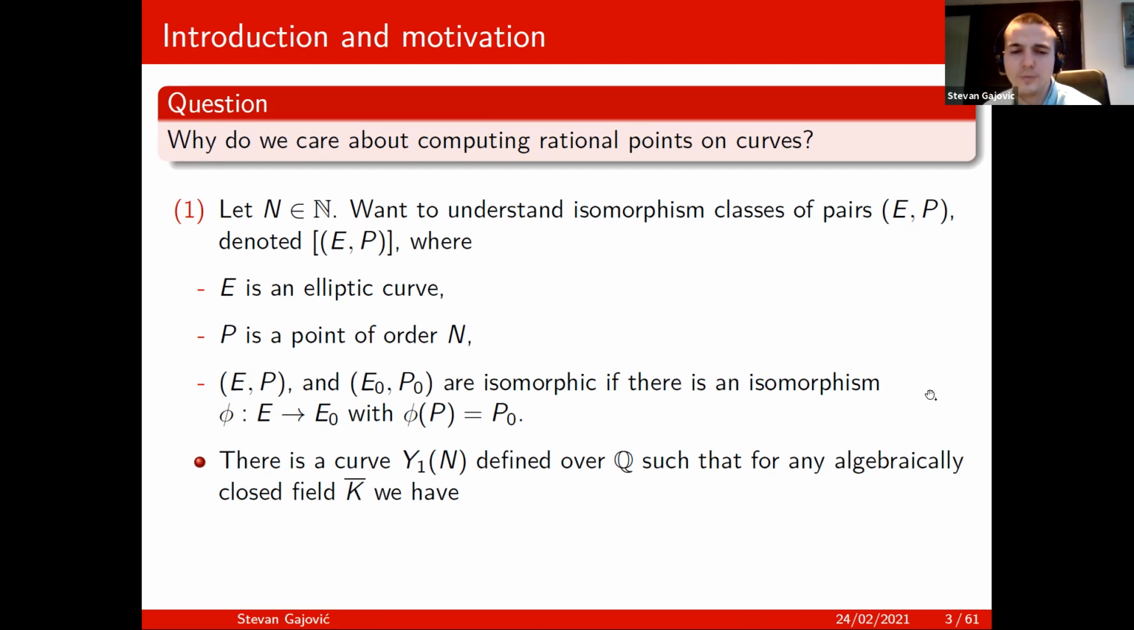Then if we use the standard representation of tori from topology, points of order n form the lattice inside of a square of n times n lattice.